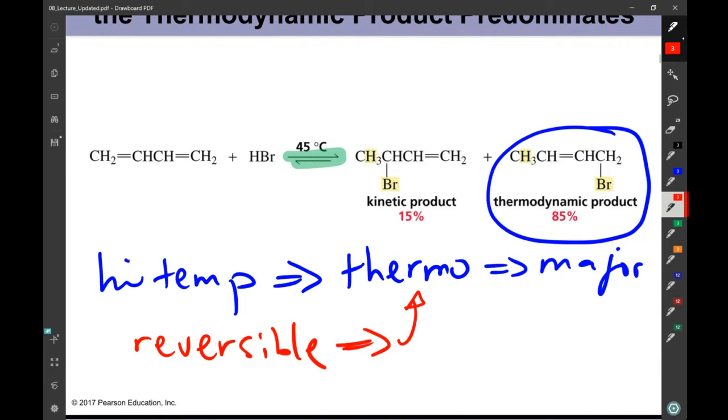So those are the two conditions I will say. If a reaction is reversible, chances are that you will form the thermodynamic product. If a reaction is non-reversible, chances are that you will form the kinetic product. If the reaction is at low temperature, you form the kinetic product. If the reaction is at high temperature, you form the thermodynamic product. Those are the take-home messages to distinguish between a kinetic and a thermodynamic product.